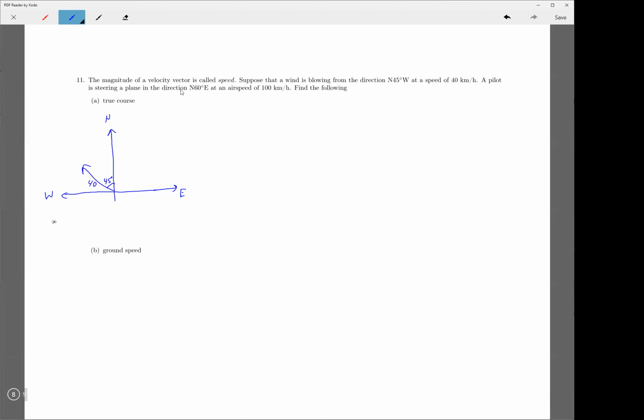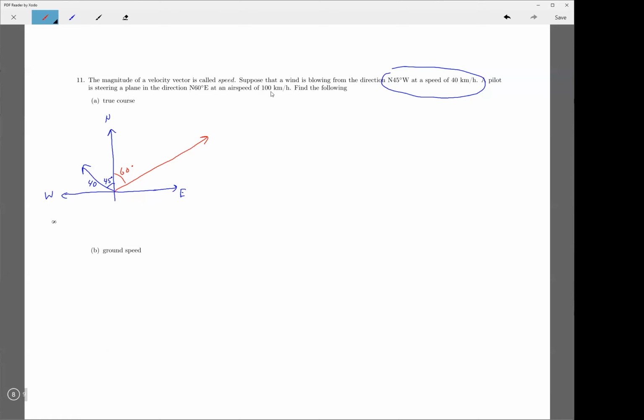Okay, so the pilot is steering the plane. That's the wind, and then the pilot is steering the plane in direction north 60 degrees east. So that's going to be over in this direction, so that's 60 degrees. Whoa, wait a minute, the airspeed is 100 kilometers per hour.